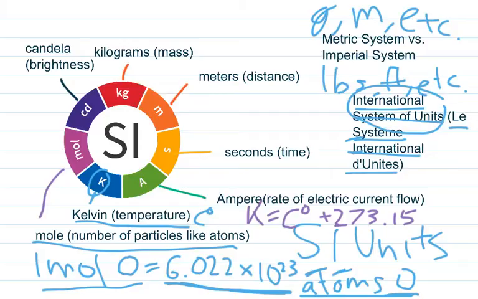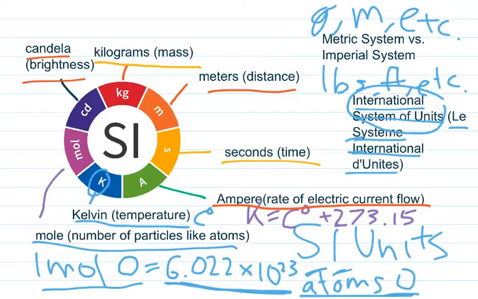The ampere measures the rate of electric current flow. This will be used in electrochemistry, so we won't go into it right now. Now, this one should be very familiar. It's seconds, which is a measure of time. Then let's go on to the next one, which is meters, which measures distance. A meter is about 3 feet, but not exactly. Now we have a kilogram, which is a measure of mass. The candela measures brightness, but we don't really use this in chemistry, so we can just ignore it for now.